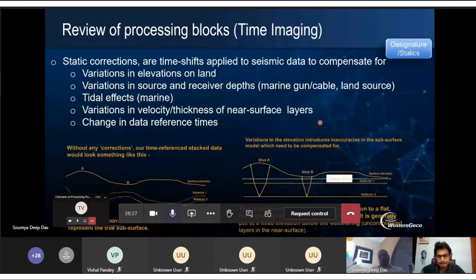Okay. So to do the statics, we need a near surface velocity also, which is very important. And for a reference datum, we have to correct the statics based on the reference datum. Let me give you a simple example here.